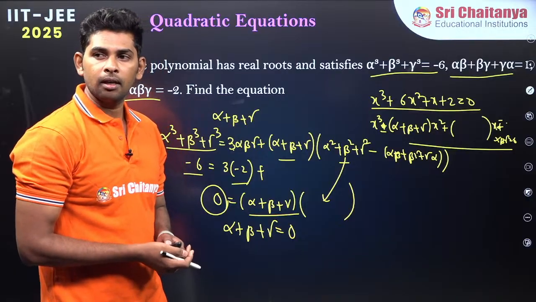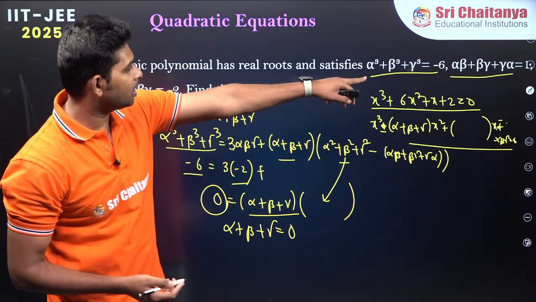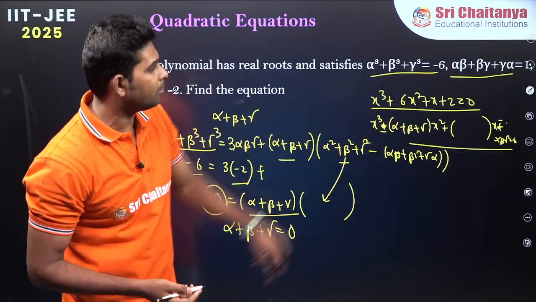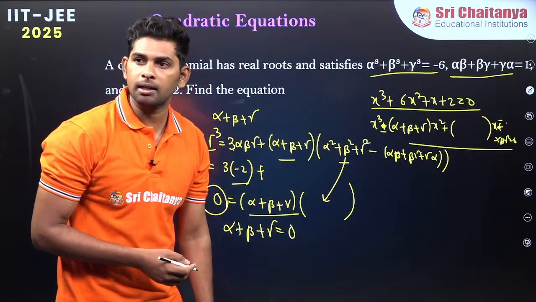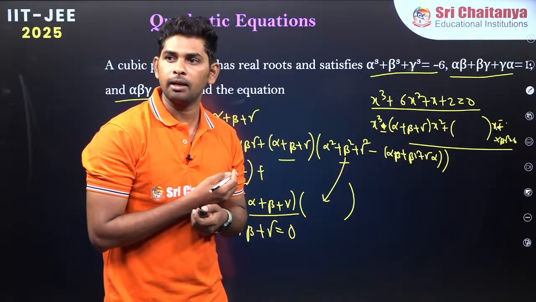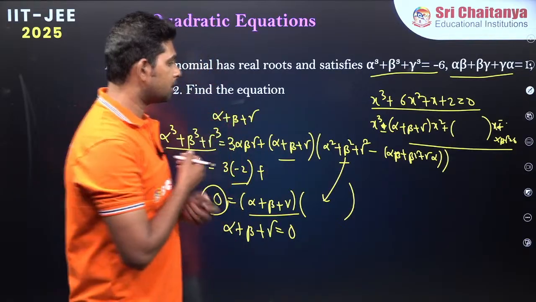Very nice. Then we have alpha beta plus beta gamma plus gamma alpha is equals to 1 and alpha beta gamma is equals to minus 2. Somebody has got the answer. Krishna, Surya, Tej, very good. Shivana has got the correct answer, very nice.